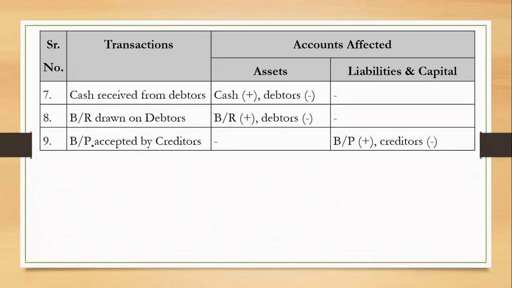Number 9 is bills payable accepted. Bills payable accepted by creditors. So when I accept a bill payable, the bills payable will increase and creditors will decrease.